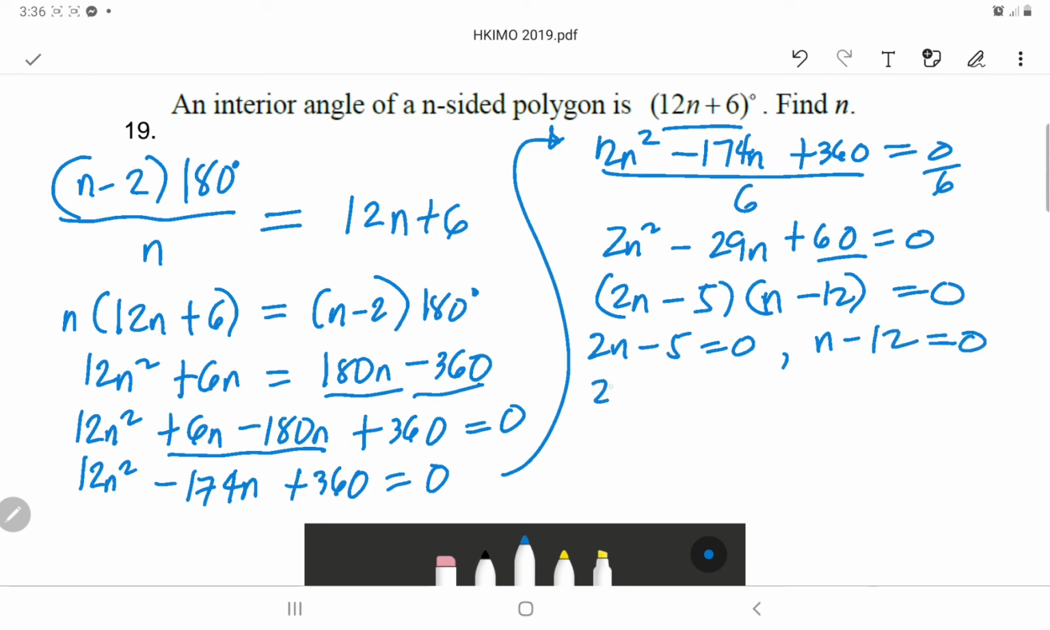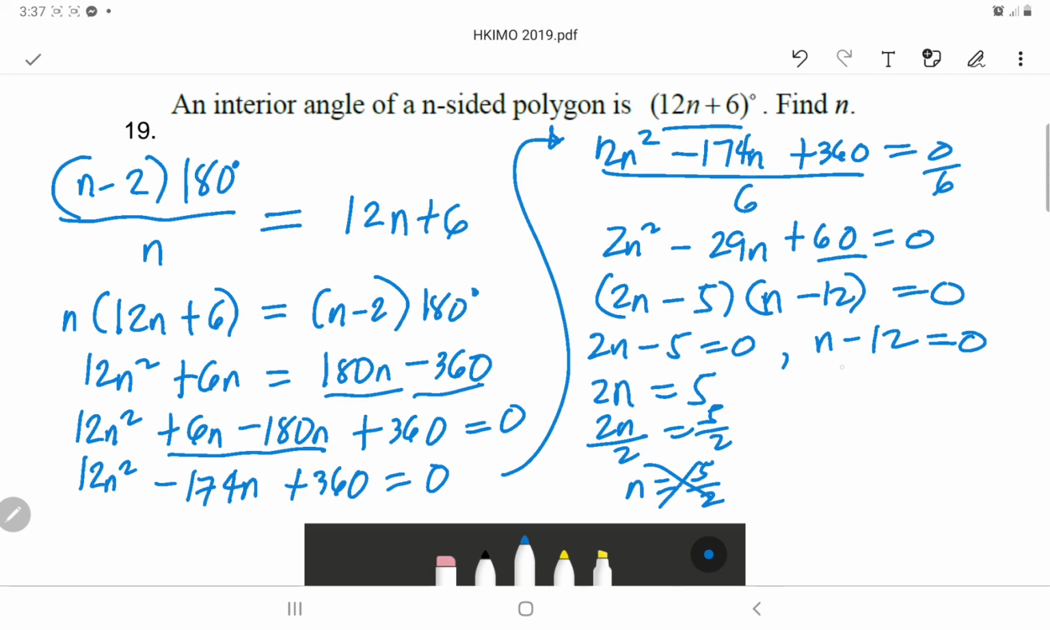So here, 2n is equal to 5. Then divide by 2. So meaning n is 5 halves. But remember, our n is the number of sides. n cannot be a fraction. It must be a whole number. So we cannot accept n equal to 5 over 2.